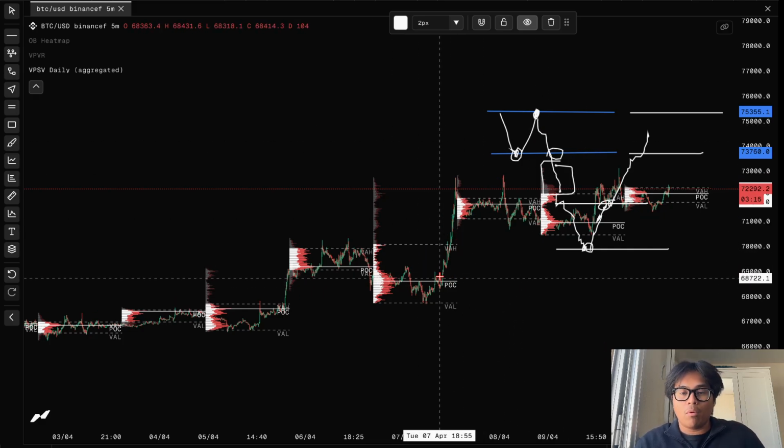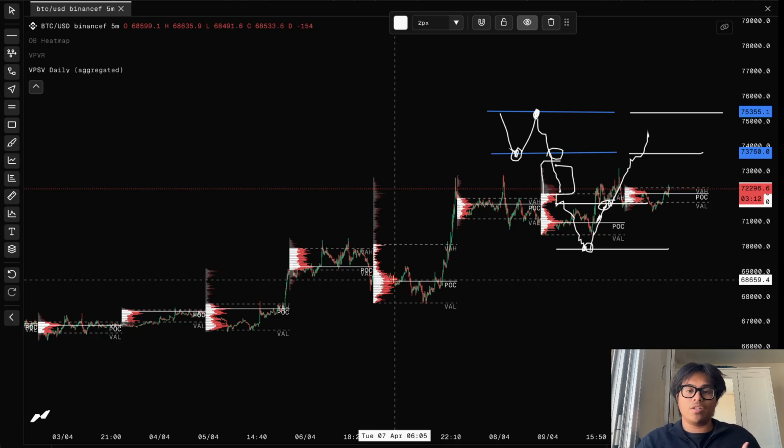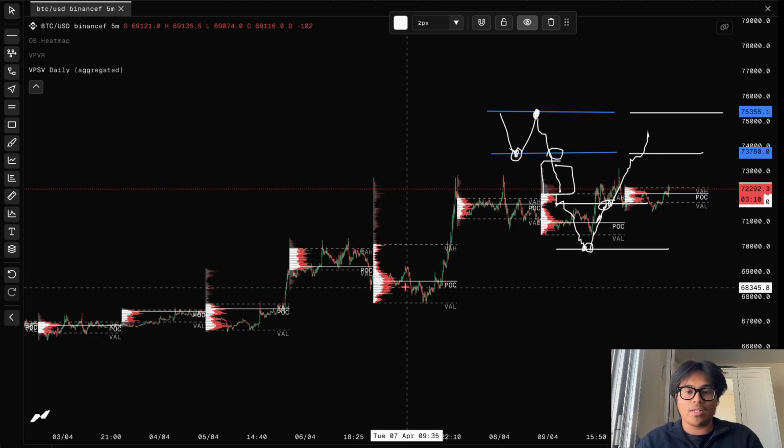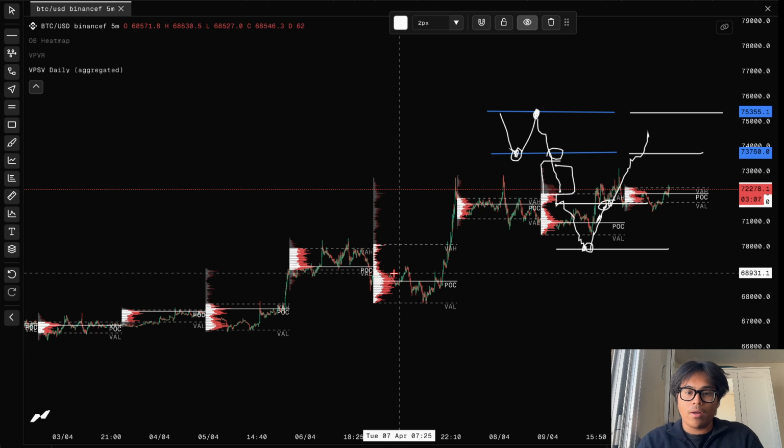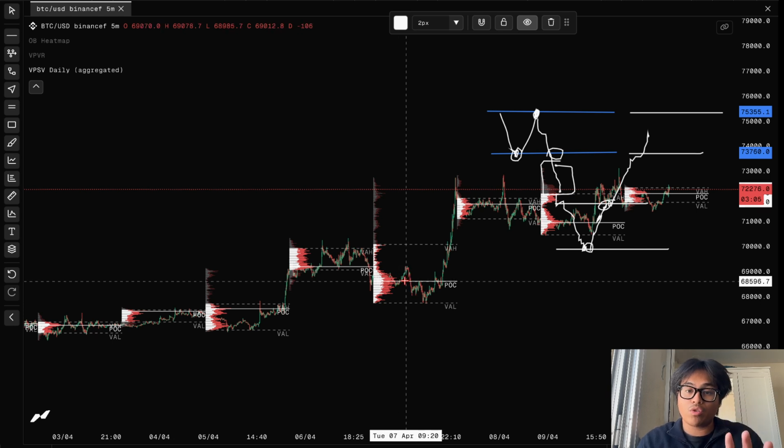Point of control, for me, just tells you the volume of the trades that are happening. This is where most trades had happened.